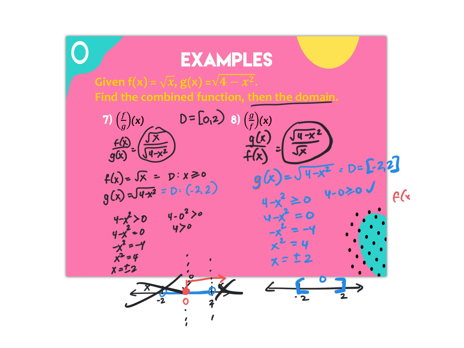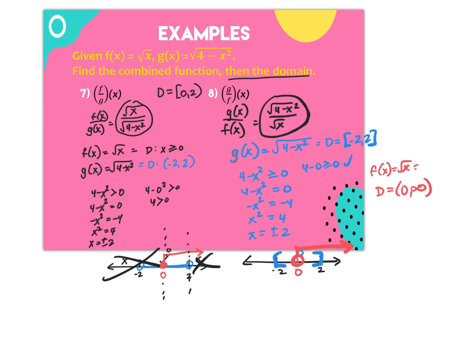My f of x is the square root of x, and normally I know that my domain is going to be that x is greater than or equal to 0, but because it's in the denominator, it has to be greater than 0. So it can't include 0, but it goes to infinity. So my domain here, if this is 0, it's going to be an open circle, and it goes up and to the right as well.